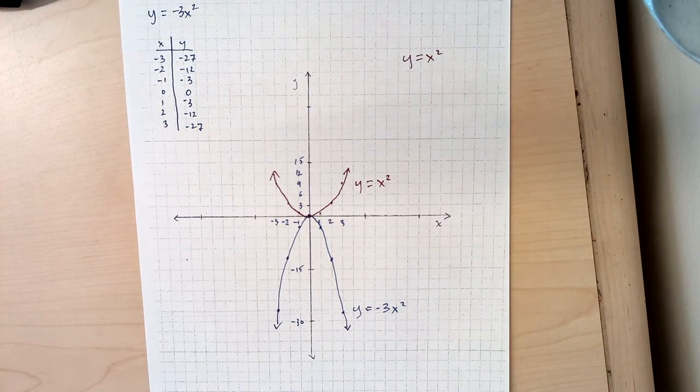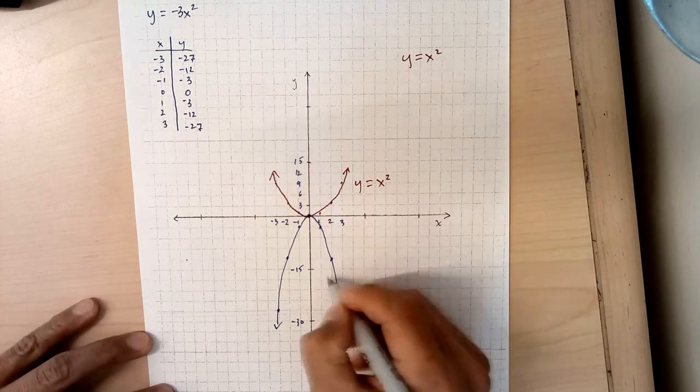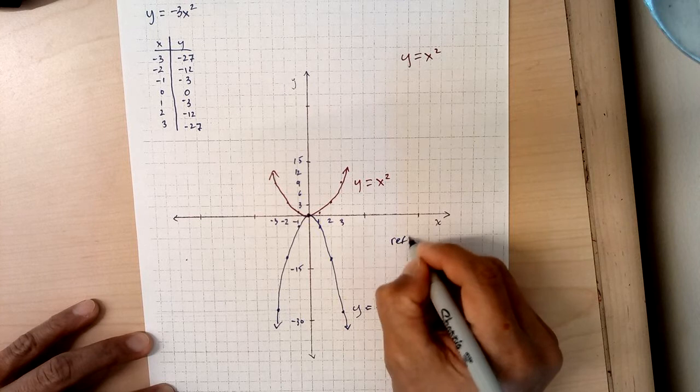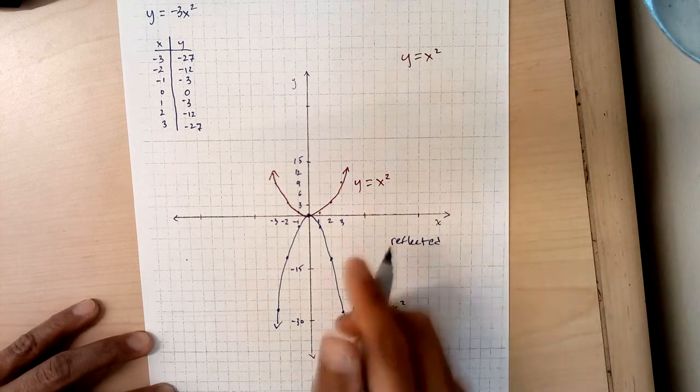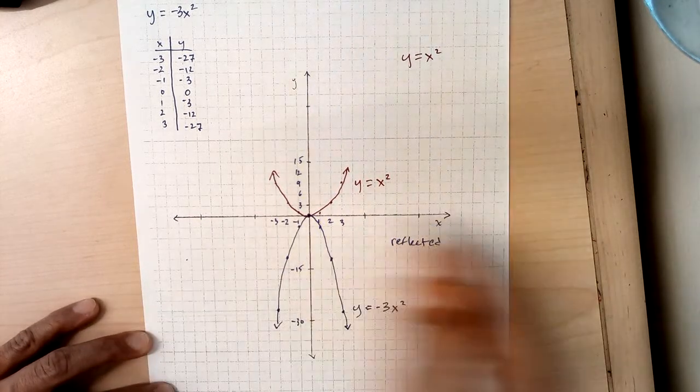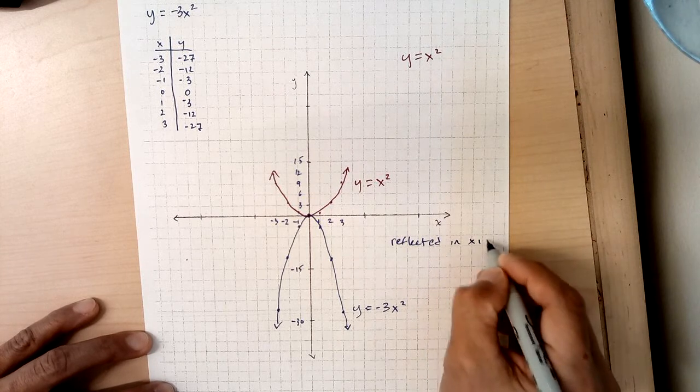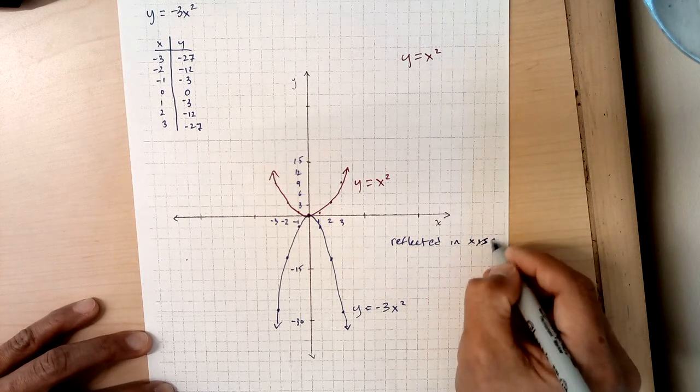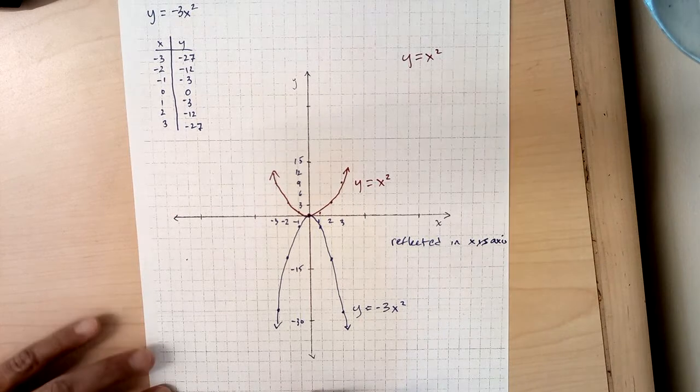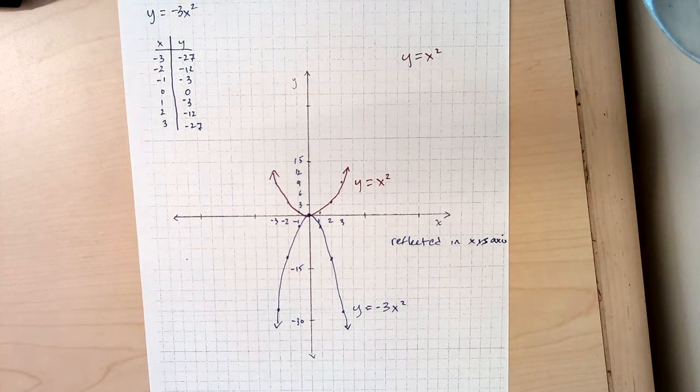One, if I'm comparing those, this graph is flipped or it's reflected. Specifically, the line of reflection is the x-axis. So we say it's reflected in the x-axis. I think you went over transformations last year. One of the different transformations is a reflection. Okay, another thing that happens is there's a vertical stretch, just like with our other examples that we went over.